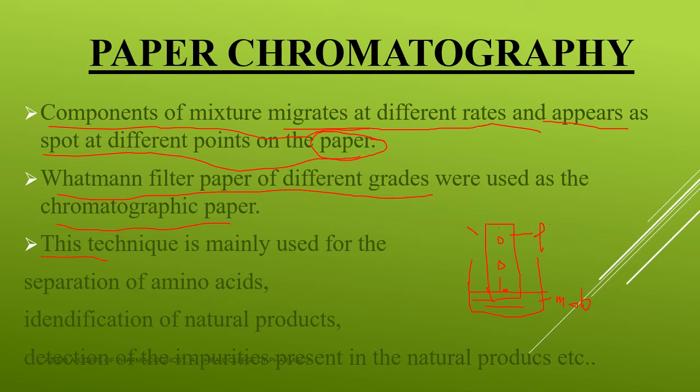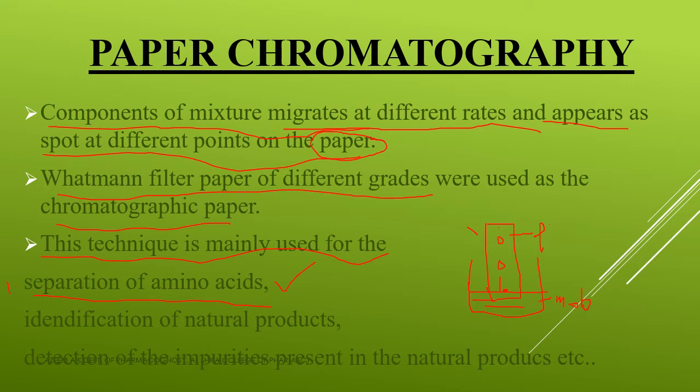And last part about this paper chromatography is regarding the application. So this technique is mainly used for the separation of amino acids. You will be studying this in your practical labs also. In laboratory classes also you are going to study paper chromatography of amino acid. That time you will be getting a more clear idea regarding this paper chromatography. Okay. So the major application of paper chromatography, first one is it is used in the separation of amino acids.